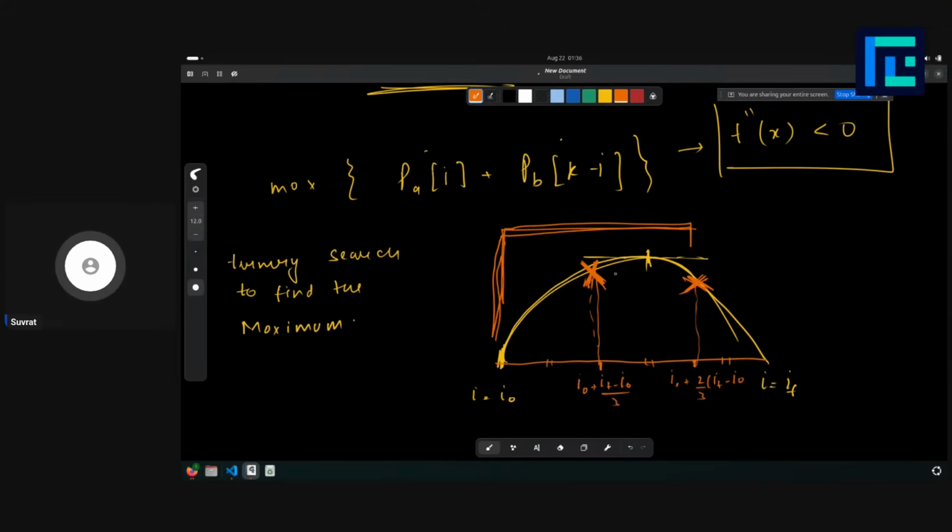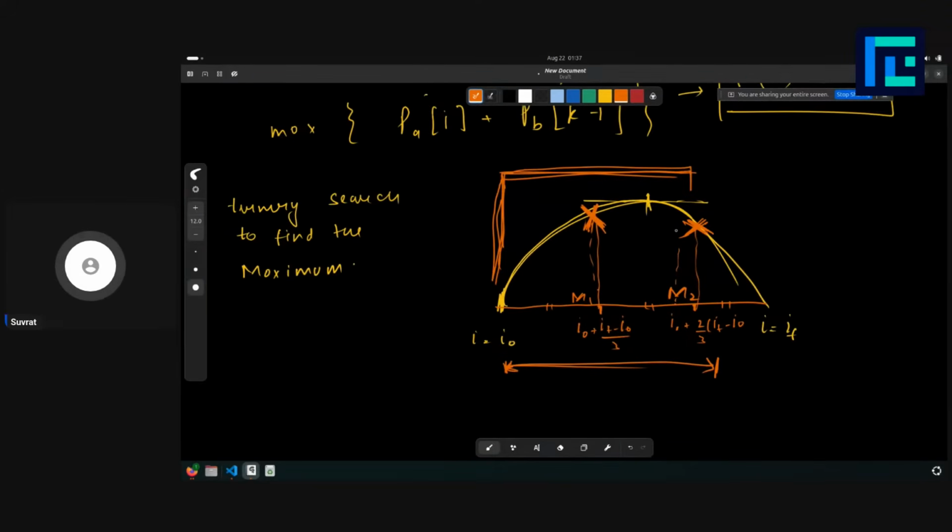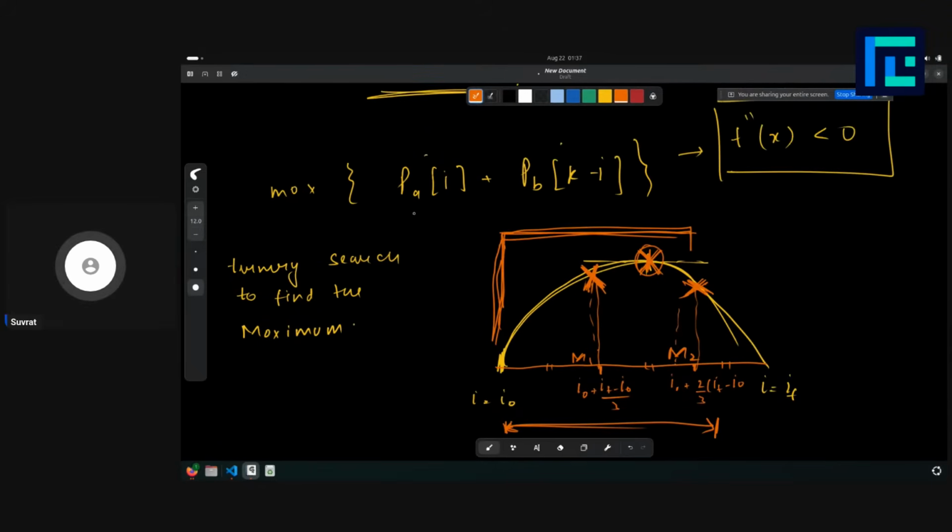My maximum must be somewhere here, because this second mid could also have been here. So the maxima would be behind the second mid, anywhere in this region. So I can reduce my search space to this, and then keep applying the same operation. These are known as M1 and M2, and if we keep applying the same operation, we will get this point, and this point would be the maxima of our function that we need to find in this question.